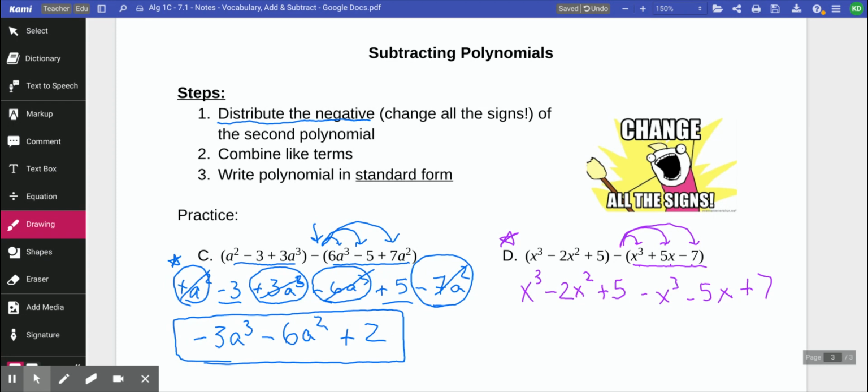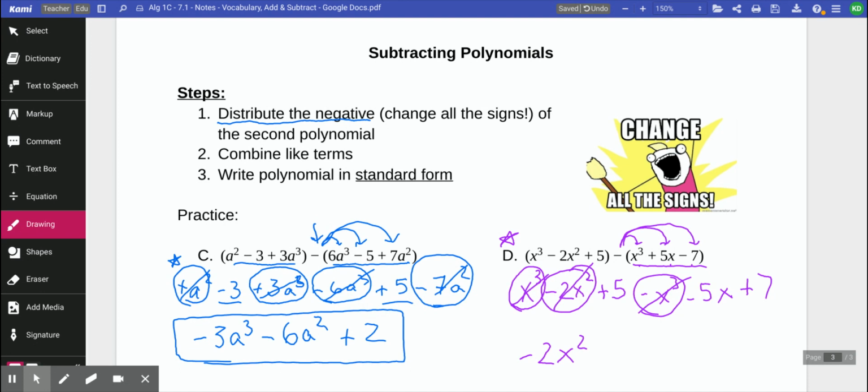And now we can combine our like terms. So biggest exponent is 3, so we're going to start with x to the third minus x to the third. Well, those cancel out. They leave nothing, right? So there is no x to the third. Next one is negative 2x squared. And that's the only one I have, right? So we're just going to put that out front.